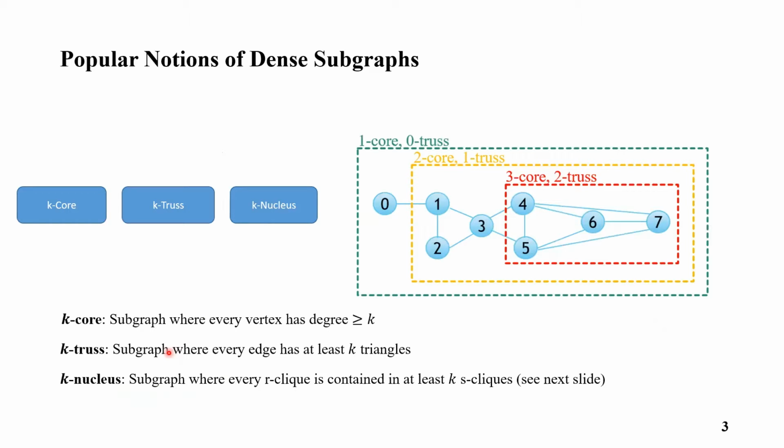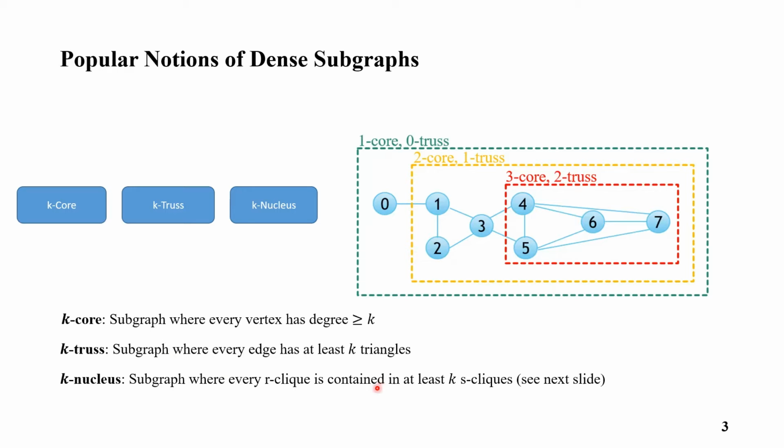K-core, K-truss, and K-nucleus are popular notions of dense subgraph in the literature. K-core is a subgraph in which each vertex has degree at least k, and K-truss is a subgraph in which each edge has at least k triangles. Here, for this graph, you can see different core and truss decompositions.